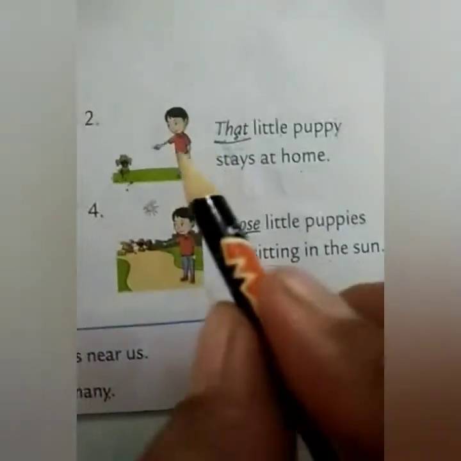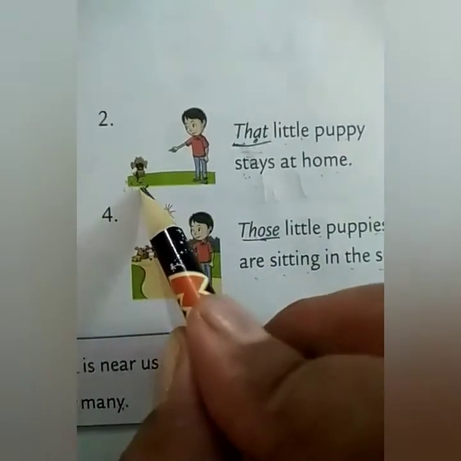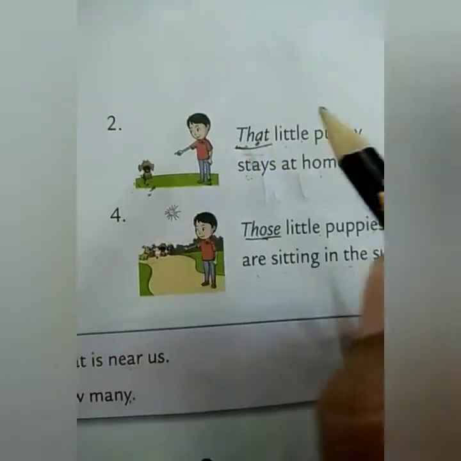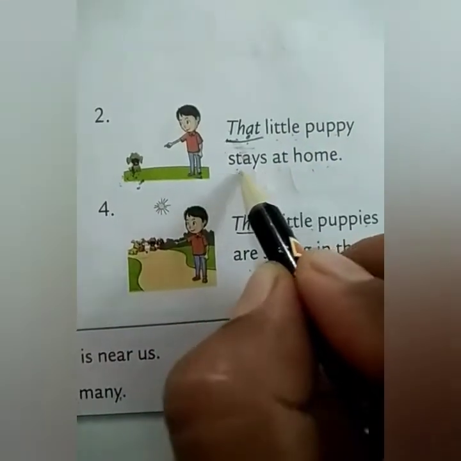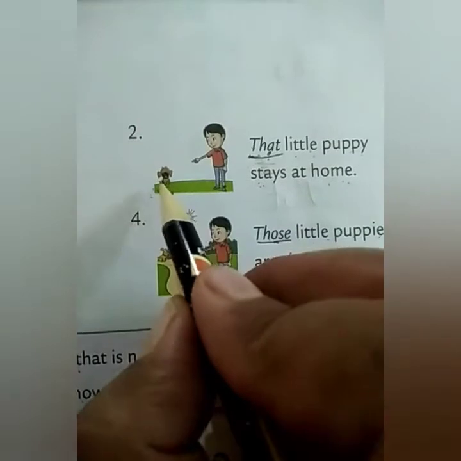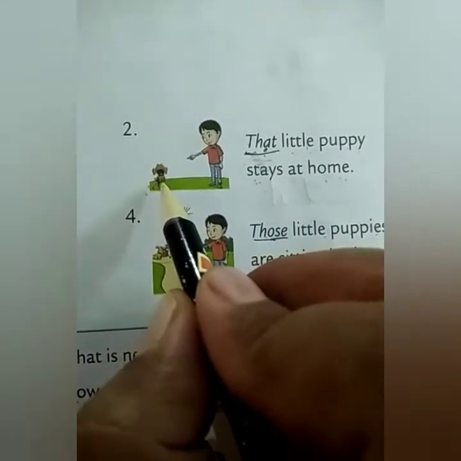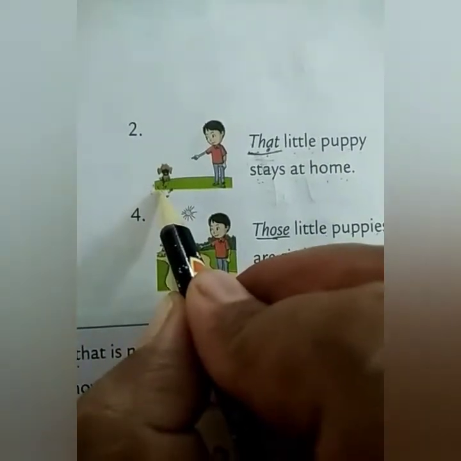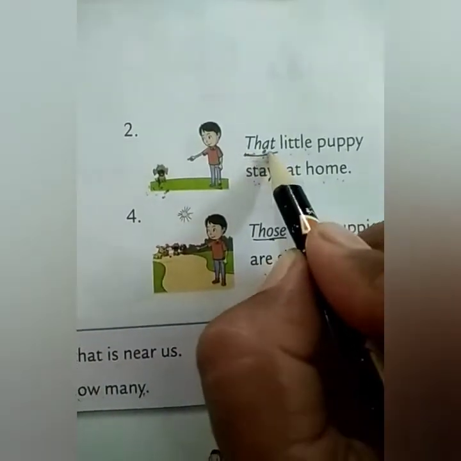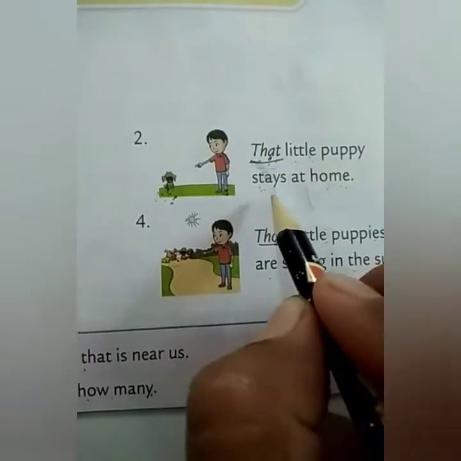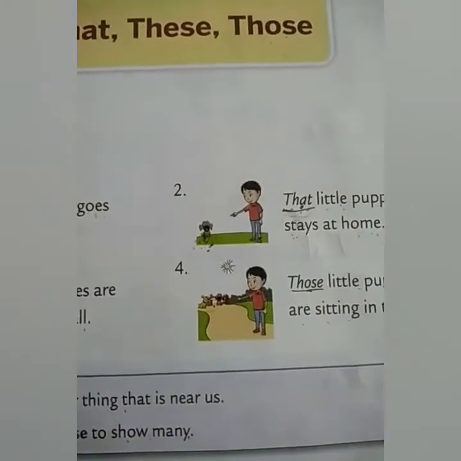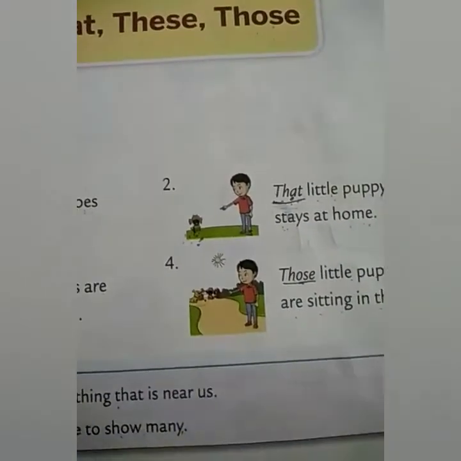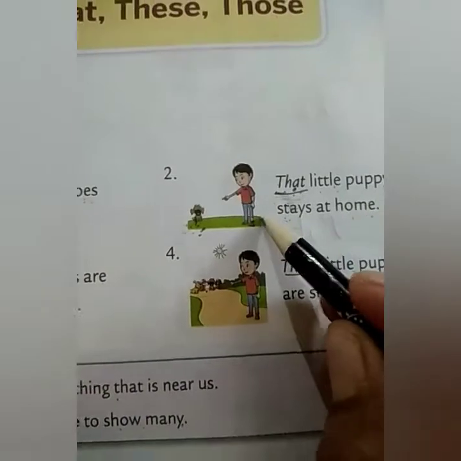Now in the next picture you can see there is one boy and one puppy is there. So let us read. That little puppy stays, S-T-A-Y, stays at home. Now he is pointing the puppy which is far from him. So he is using that little puppy stays at home. So we use that for a thing or person or place which is far from us. Okay.